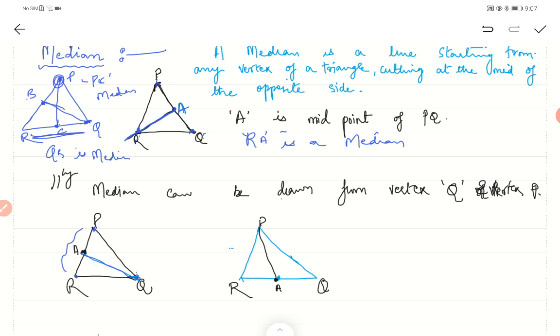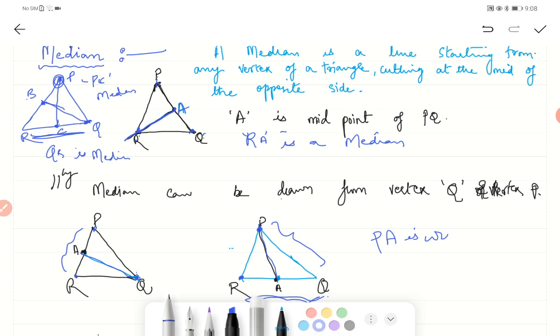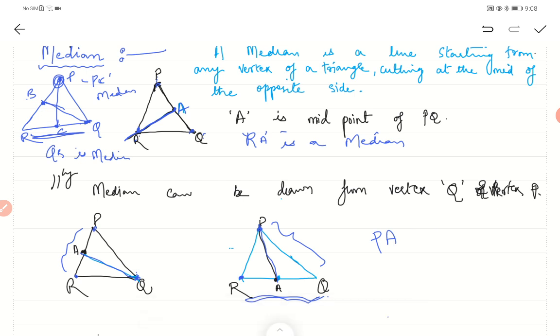The opposite side of Q is what? RP, isn't it? Opposite side of R is what? PQ. Opposite side of P is what? RQ, isn't it? So when a line is coming and cutting at the midpoint of the opposite side RQ, your PA will become median. PA is called median. If it is not cutting at the midpoint, you don't call it a median.